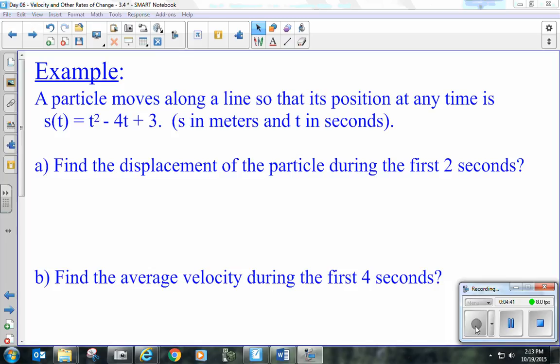Example, a particle moves along a line so that its position at any time is given by this position formula, S of t equals t squared minus 4t plus 3. S means meters, and t is seconds. Okay? Find the displacement of the particle during the first 2 seconds. Okay? They always say a particle may move along a straight line.